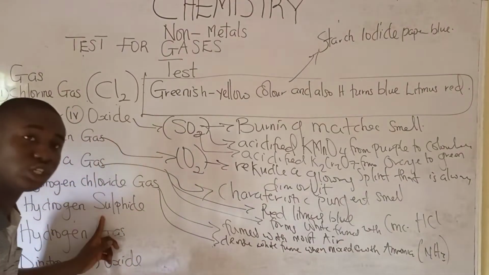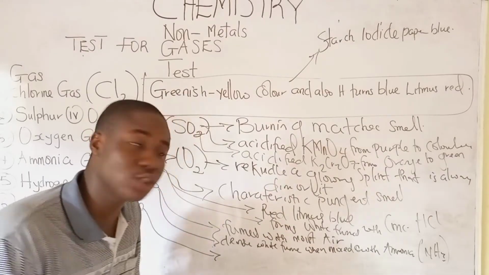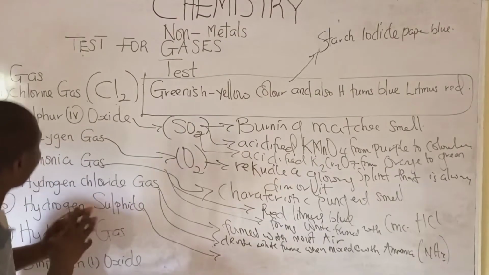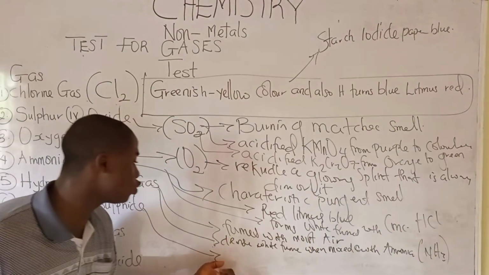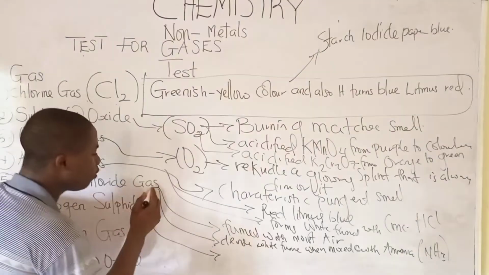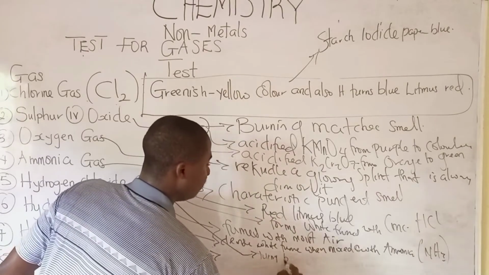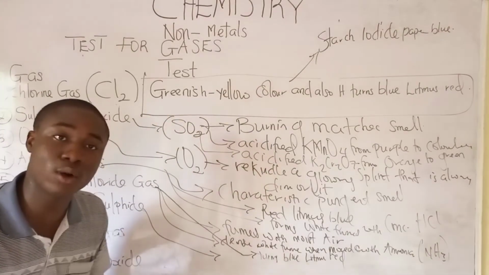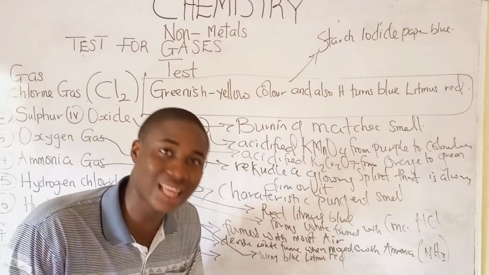Now let's quickly talk about hydrogen sulfide. Hydrogen sulfide smells like rotten egg, and it also turns lead ethanoate paper black. Recall I said for hydrogen chloride gas, it forms fumes with moist air and forms dense white fumes when mixed with ammonia. Also note that this is HCl, and HCl gas turns blue litmus red. So for hydrogen sulfide, it smells like rotten egg and turns lead ethanoate paper black.